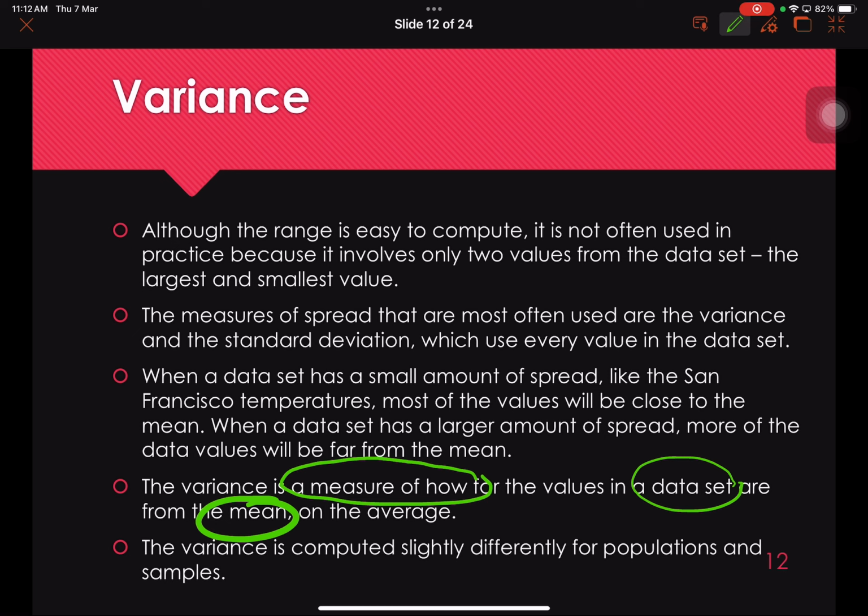Measure how far, correct? A data set and the mean. So basically we have to take either the data set minus the mean or the mean minus the data set. It doesn't matter. Why doesn't it matter in this case?